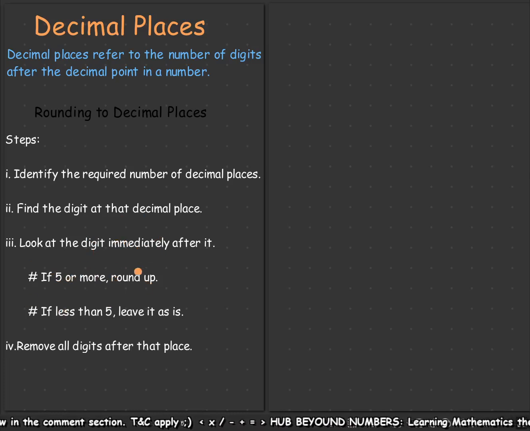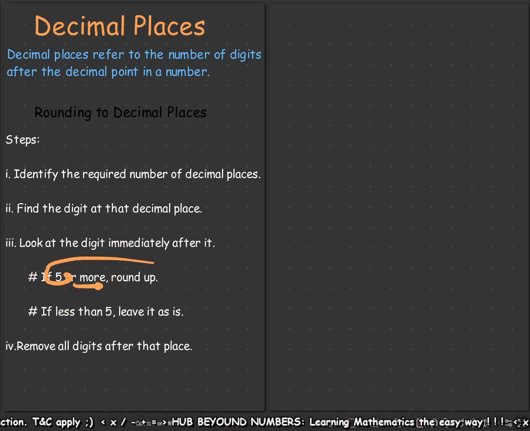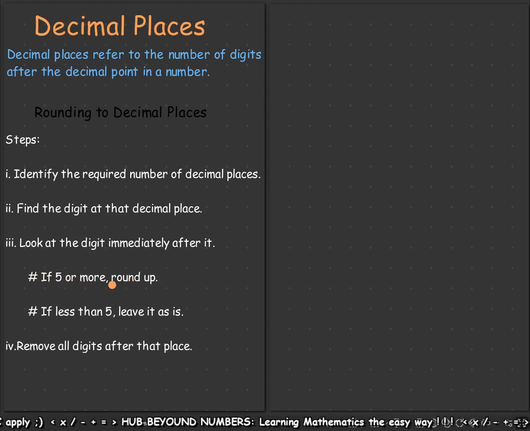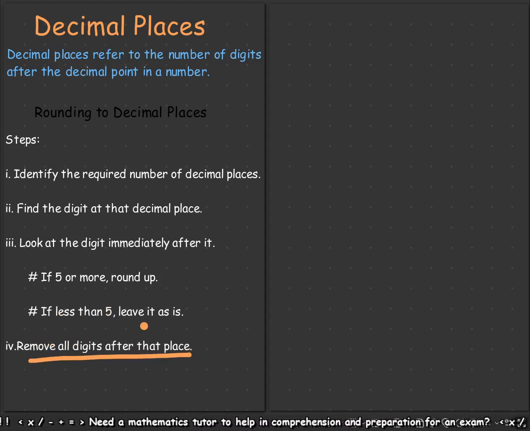If the digit there is 5 or more, what you are going to do is round your digit up. What do you mean by rounding up? You are going to add 1 to it. But if it is less than 5, then you are going to round it down. And by rounding down, we mean you leave it as it is. After which you remove all the digits that come after the place.